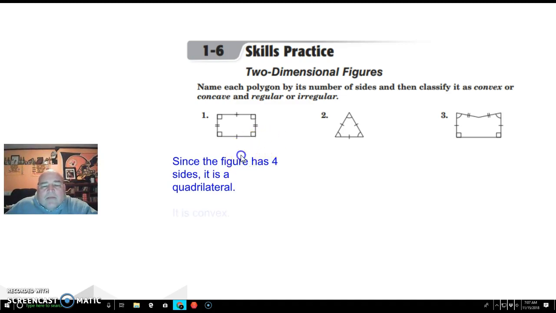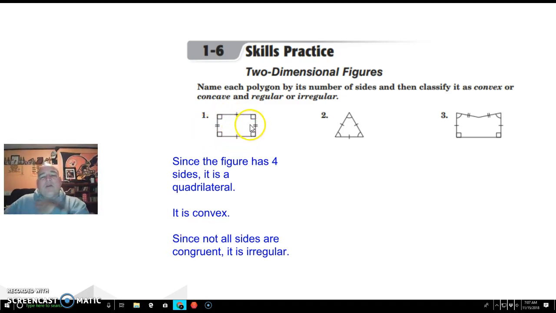Notice that it's convex, there's no indents. And finally, not all the sides are congruent, therefore it's irregular. All the angles are congruent, they all equal 90 degrees, but the sides are all not congruent, therefore it's not regular.